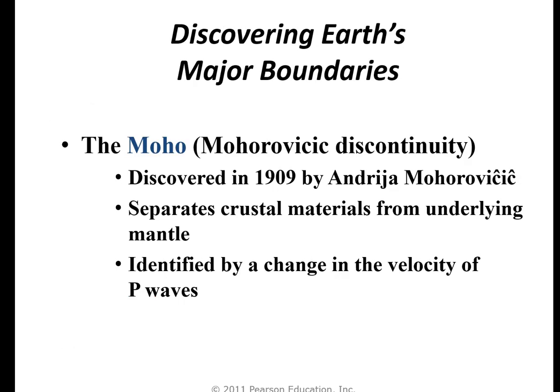Now, let's talk about some major boundaries inside the Earth. We call this the Moho discontinuity. It was discovered in 1909 by a gentleman named Mohorovičić. It separates the crustal materials from the underlying mantle and is identified by a change in the velocity of P waves.